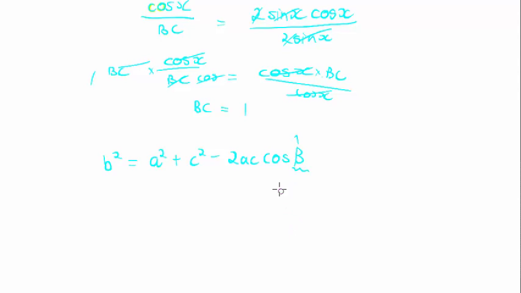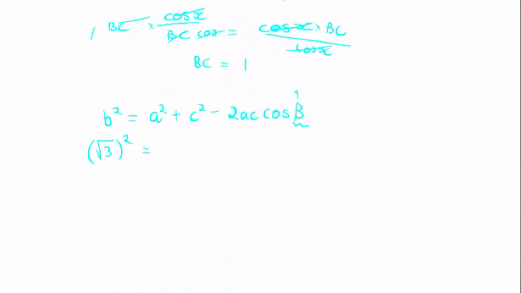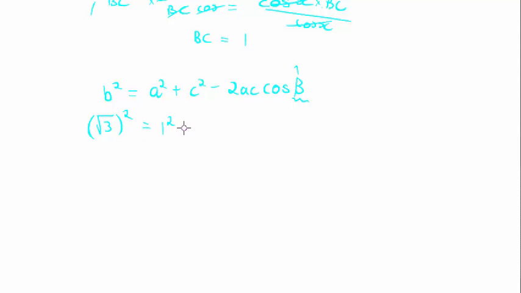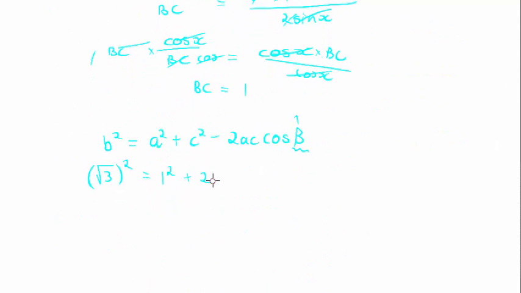And b is what we're trying to solve, so we should have all of the other values. This one they told us is square root of 3. A we know is... no, a is 1. A is that one, so that's 1. C is the one that's opposite C, it's 2. Minus 2 times 1 times 2 times cos of angle B.